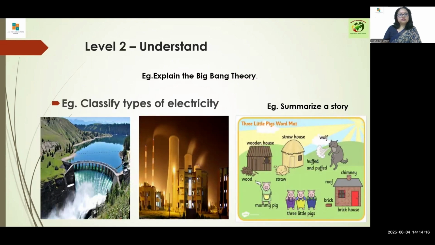Talking about level 2 now, which says understand. Understand can be done with the help of questions like explain the Big Bang Theory, or classify types of electricity, or in English, when the teacher asks the child to summarize a story which has already been read in the classroom. Now the teacher is expecting that the child should be able to summarize. So this is covering level 2, that is understand.